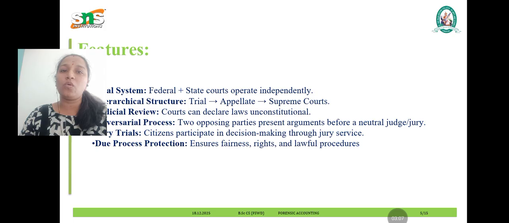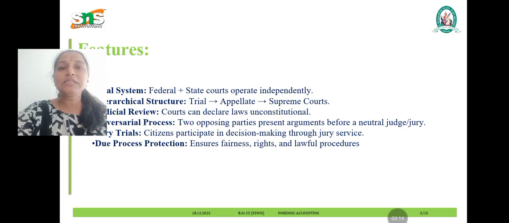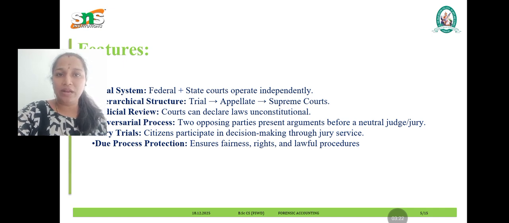Next, we go to the features. It is the federal plus the state, combined together to form an independent system. Finally, we have the structure: first, trial; second, appellate; and third, the Supreme Court.